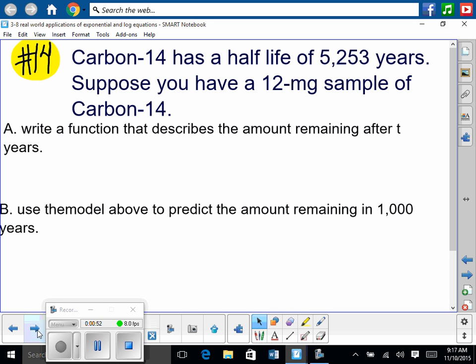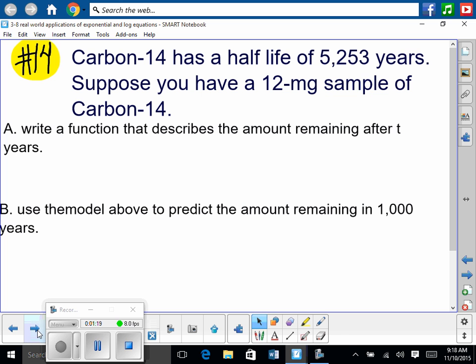So, carbon 14 has a half-life of 5,253 years. Suppose you have a 12 milligram sample of carbon 14. It says, write a function that describes the amount remaining after t years. So we're dealing with half-life. Now once again, even on an end of level, a lot of times with things like this, they'll say, here is the formula. Here's the formula for half-life. They'll give you the problem, and then you'll just have to know what to do.